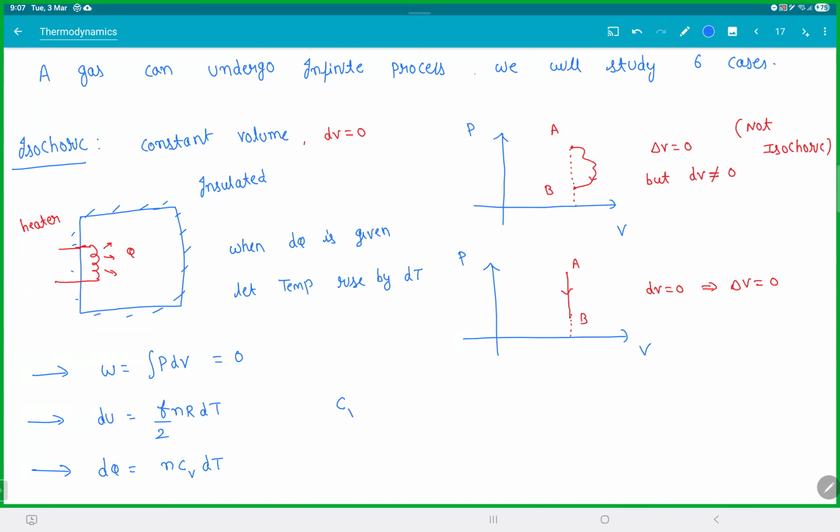So C_V is the molar heat capacity at constant volume. Whenever you use dQ equals nC_V dT, it is understood you're talking about an isochoric process. Vice versa, if it is an isochoric process, you can directly use nC_V dT. So this is the molar heat capacity at constant volume.